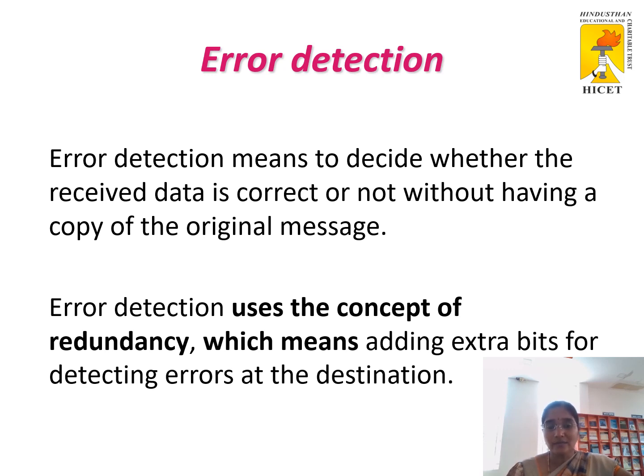So how can these errors be corrected? Using error reduction methods. Error reduction is based on the basic concept of redundancy, which means adding extra bits for reducing errors at the destination. So whenever an error occurs, this error reduction method is able to correct your data.